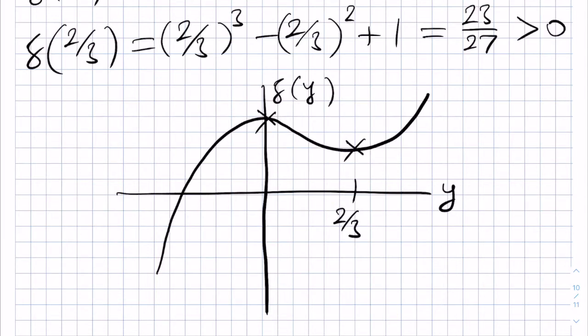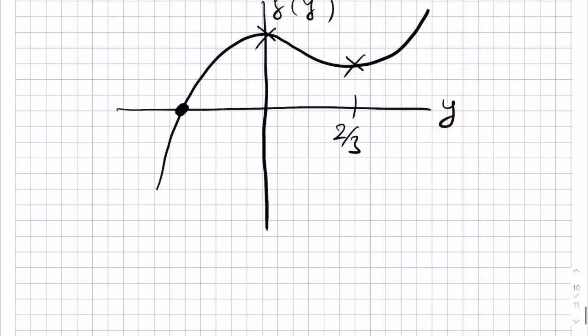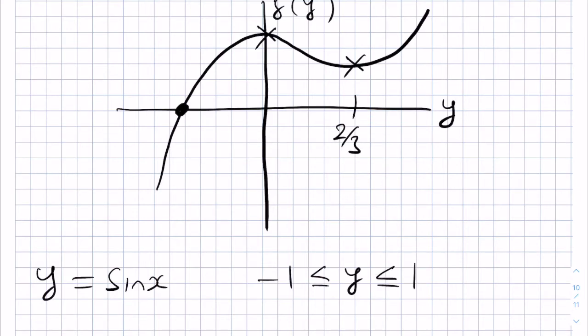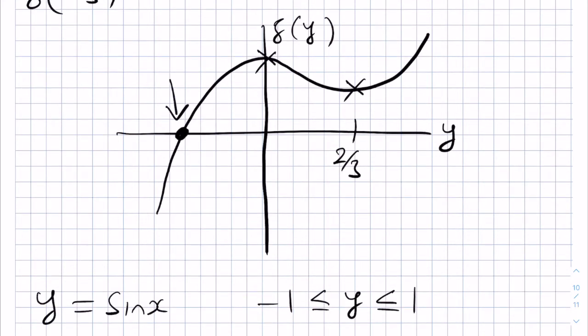Because the turning points both occur above the horizontal axis, we know that there is only one real root, which is somewhere here. However, remember that y is equal to sine of x, and so if we are to solve our original equation for x, then we would need any roots to lie between -1 and 1 for them to give roots in terms of x. So it's worth trying to figure out where this root here lies in terms of y.